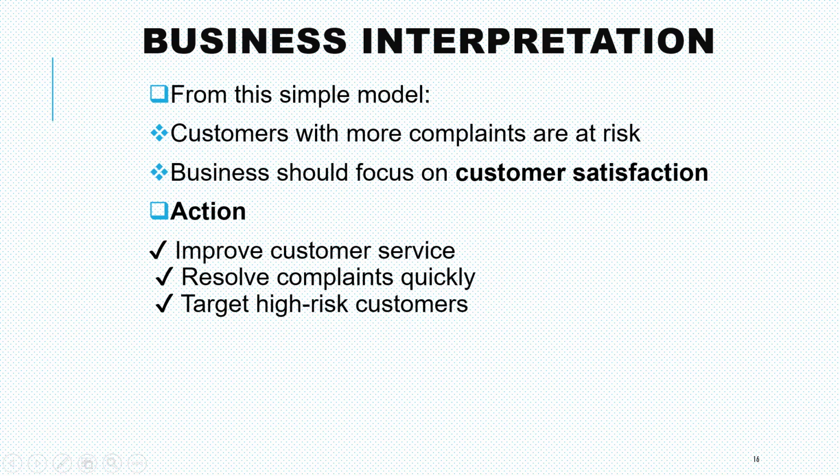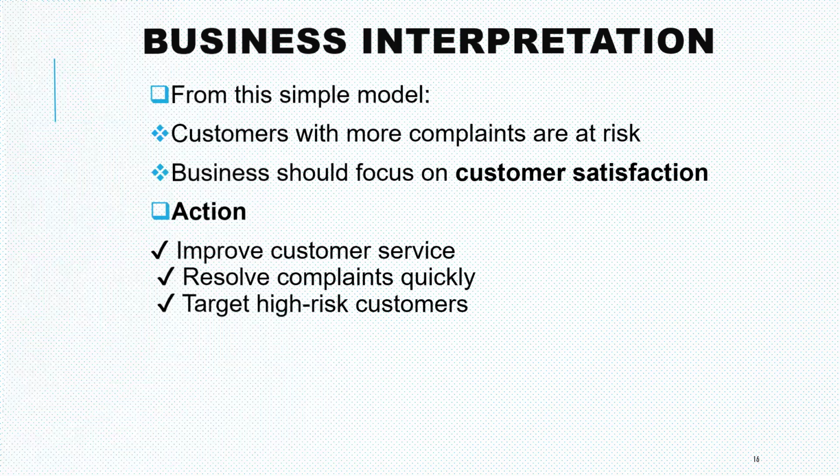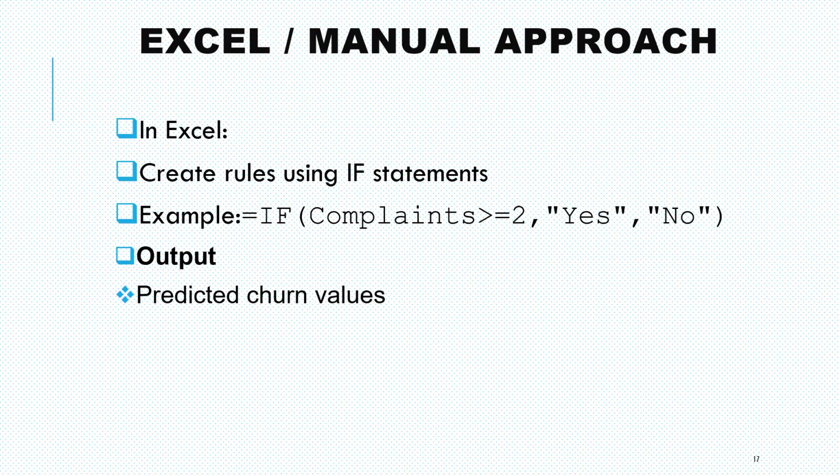So in Excel, if you want to do a calculation, this is the rule. You create what we call an IF statement. So for instance, if complaint is greater than or equal to 2, then it means the churn rate is yes, otherwise it's no. And the output is that it's going to predict all the churn values for you.